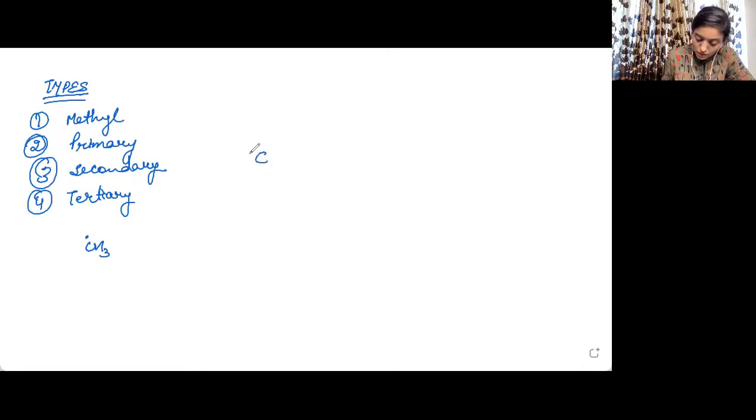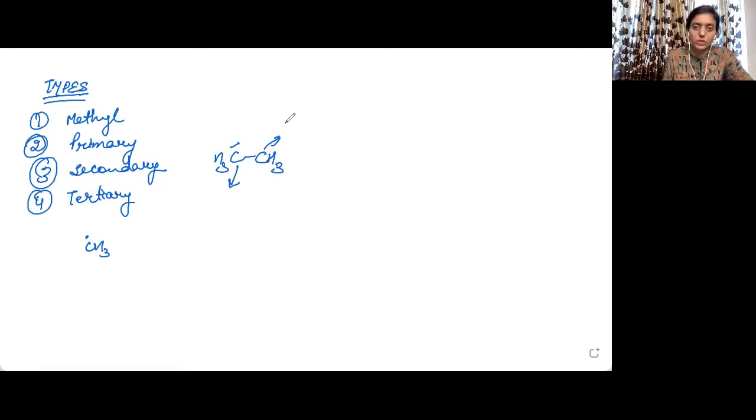If a carbon is further attached to one more carbon, suppose we have CH3CH3, that is the ethane molecule. Now, if we see this carbon, it is attached to one more carbon. So this carbon will be considered as the primary carbon. Similarly, this carbon will also be considered as the primary carbon. Okay, now if a carbon is attached to 2 more carbons, then it is a secondary carbon, and if it is attached to 3 more carbons, then it is a tertiary carbon.